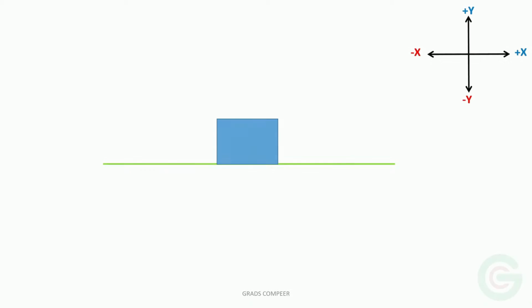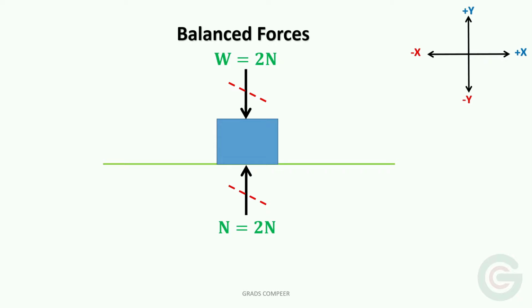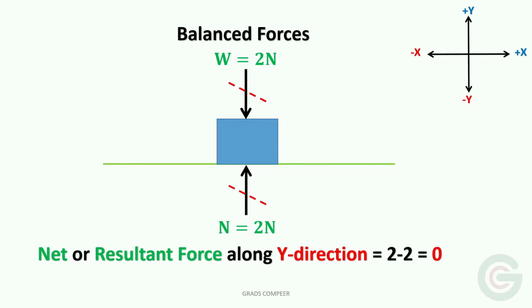Let us take an object resting on a horizontal surface. The weight of the object is 2 Newton directed downwards, and the surface on which the object is resting will offer a reaction equal to 2 Newton in the upward direction. As the action and reaction forces have the same magnitude and act opposite to each other, they cancel each other. These forces are balanced along the y direction, and the net force or the resultant force along the y direction will be equal to 0.